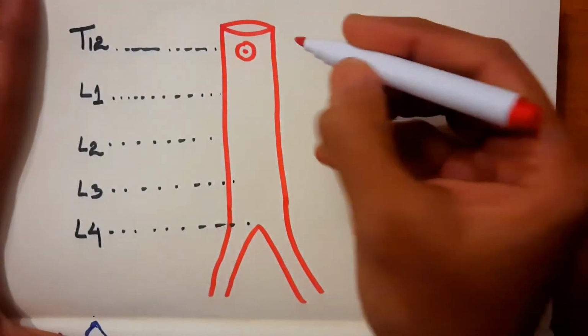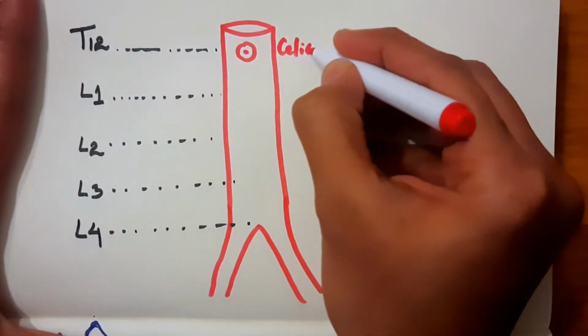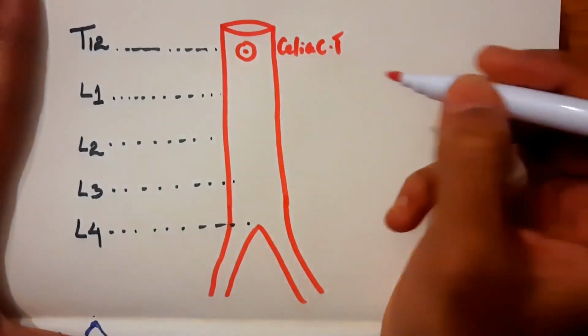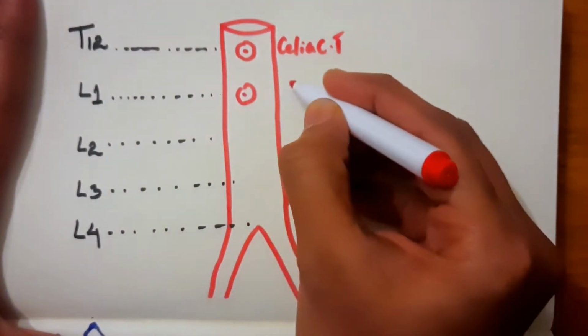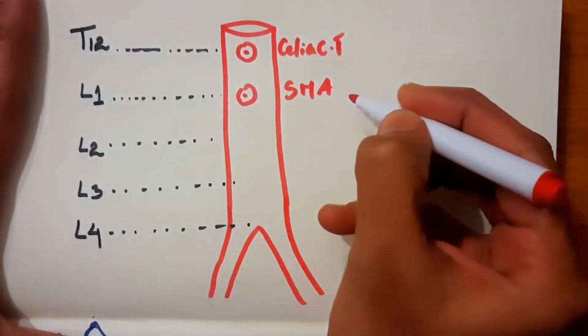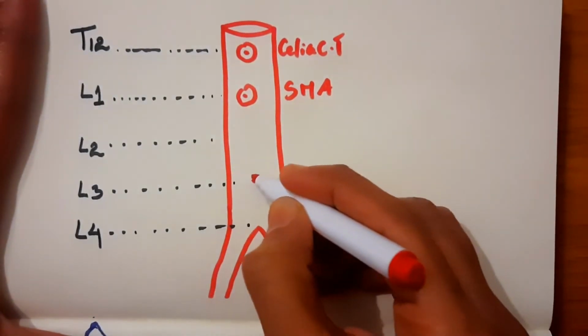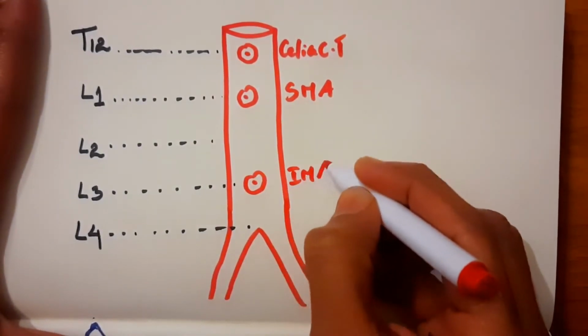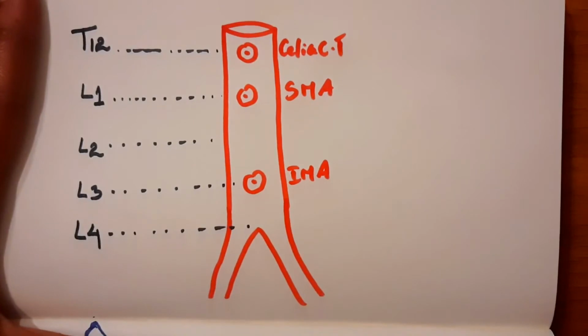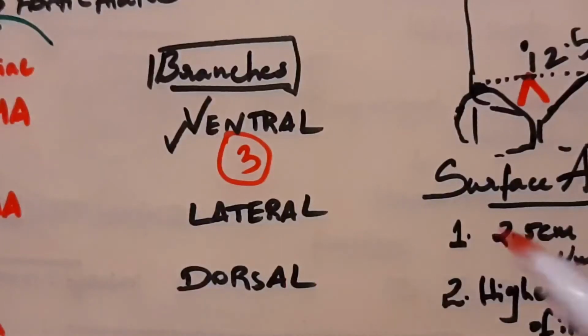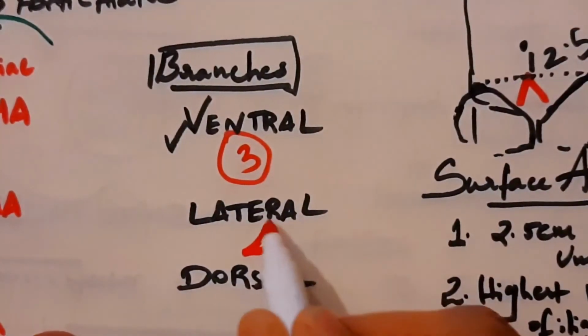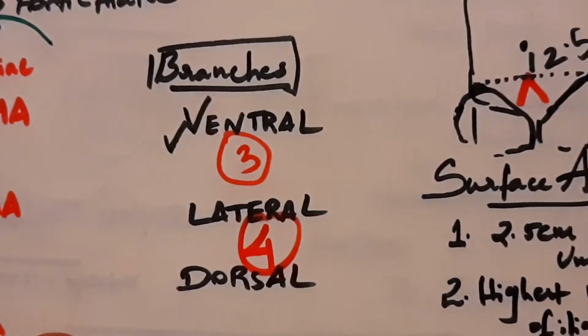From the ventral side of abdominal aorta, at the upper border of L1 is the celiac trunk, and at the lower border of L1, superior mesenteric artery originates. At the level of L3 we have inferior mesenteric artery. These are the three ventral branches. Moving on to the lateral branches, we have 4.